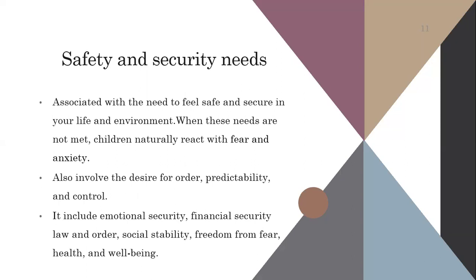Moving on to safety and security needs. This is associated with the need to feel safe and secure in your life and environment. When these needs are not met, children naturally react with fear and anxiety. They also involve the desire for order, predictability, and control. It includes emotional security, financial security, law and order, social stability, freedom from fear, health, and well-being.